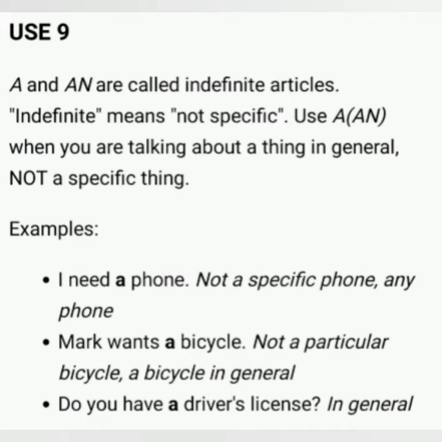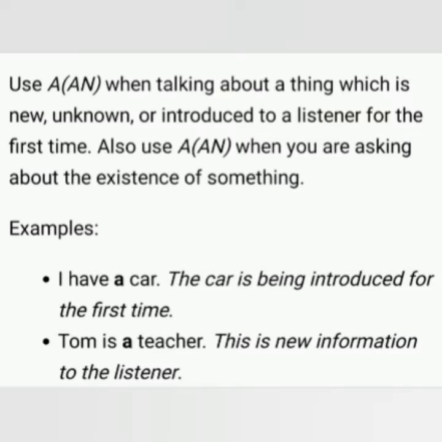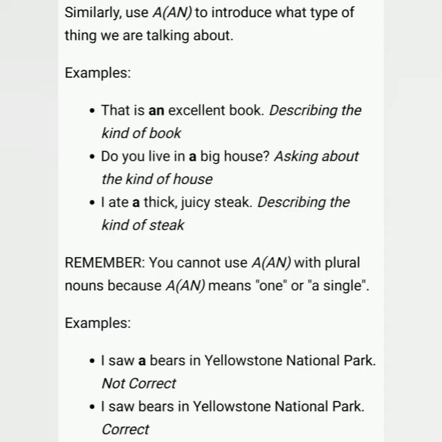Let's move to the continuation of this ninth rule. That is, use a or an when talking about a thing which is new, unknown, or introduced to a listener for the first time. Also use a or an when you are asking about the existence of something. "I have a car." Here, the car is being introduced for the first time. So, we are using a car. "Tom is a teacher." This is new information to the listener. So, we are using a teacher.